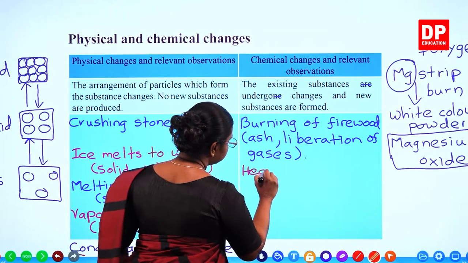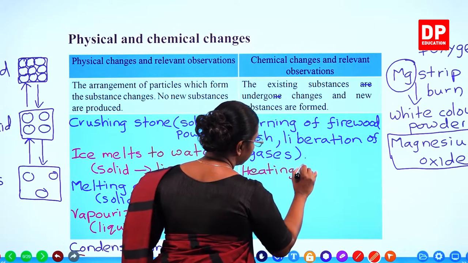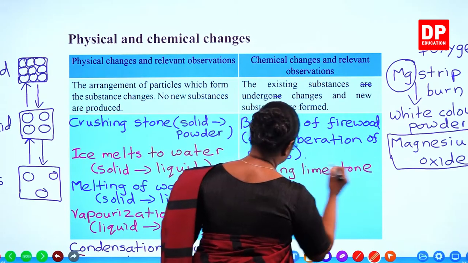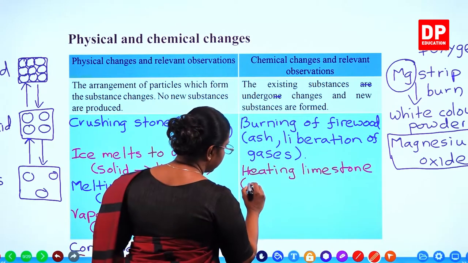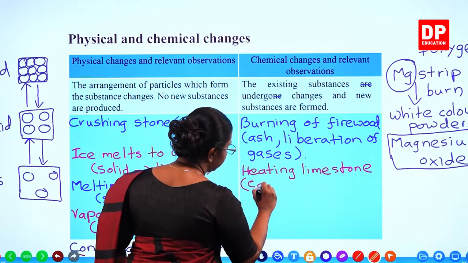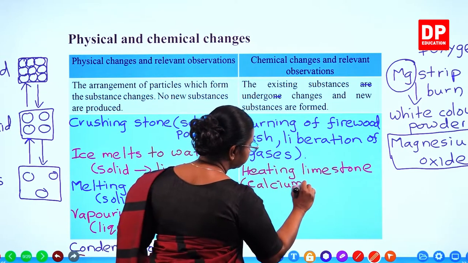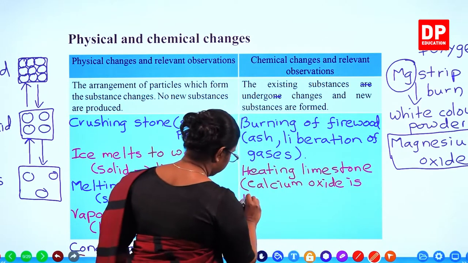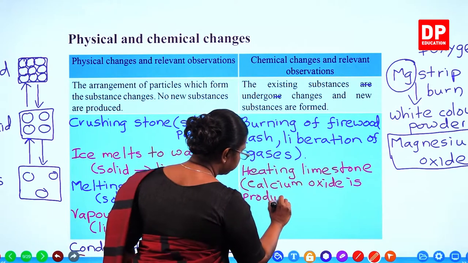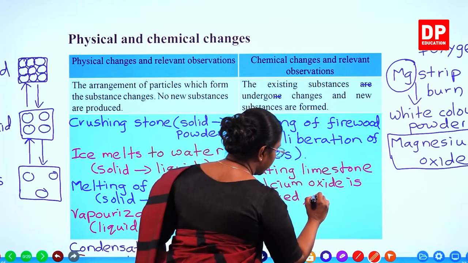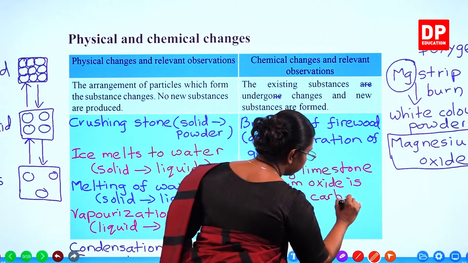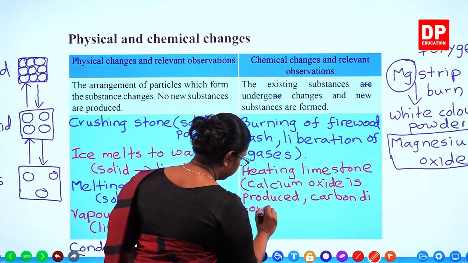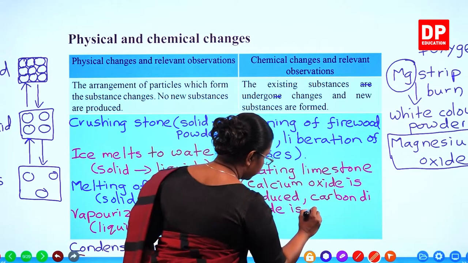Heating limestone. Calcium oxide is produced. Carbon dioxide is evolved.